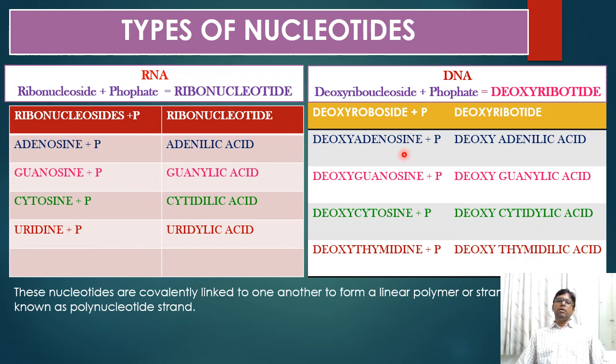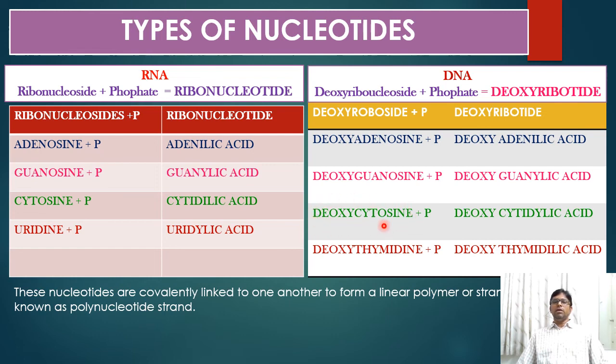Deoxyadenosine is a deoxyribonucleoside. When it binds with a phosphate group, it forms a nucleotide, that is deoxyadenylic acid. And the second deoxyriboside is deoxyguanosine. Deoxyguanosine, when it binds with a phosphate group, forms a deoxyribotide, that is deoxyguanylic acid.